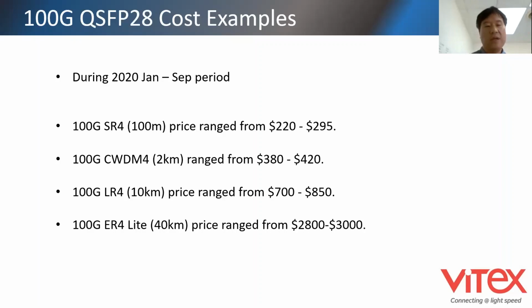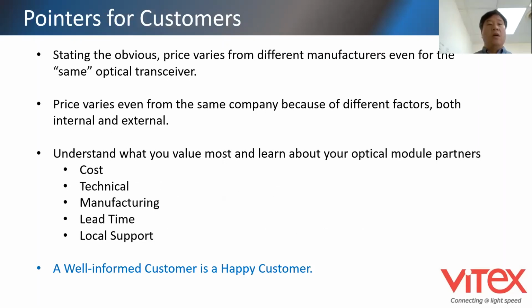And 100 gig ER4 Lite, which covers 30 kilometers or 40 kilometers depending on the FEC presence or not, is priced at almost basically around $3,000, because it's still a very expensive component, and there's very small demand from a few customers. So I think this gives you some idea of the pricing of various 100 gig optical modules. These are some pointers from our perspective.